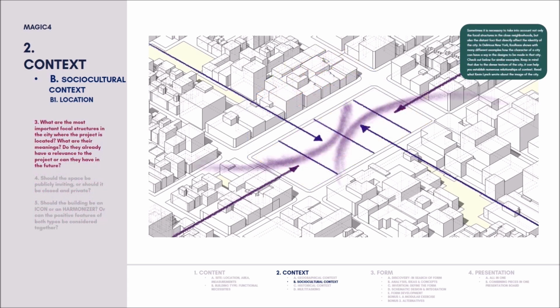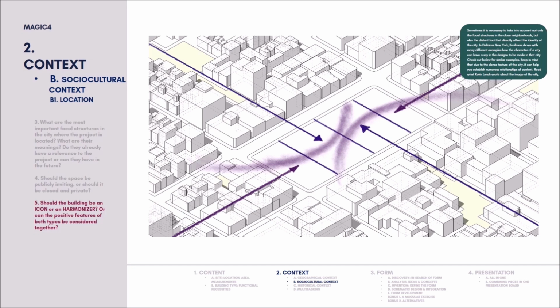B1. Location. Question 3. What are the most important focal structures in the city where the project is located? What are their meanings? Do they already have a relevance to the project or can they have in the future? Question 4. Should the space be publicly inviting or should it be closed and private? Question 5. Should the building be an icon or an harmonizer? Or can the positive features of both types be considered together?